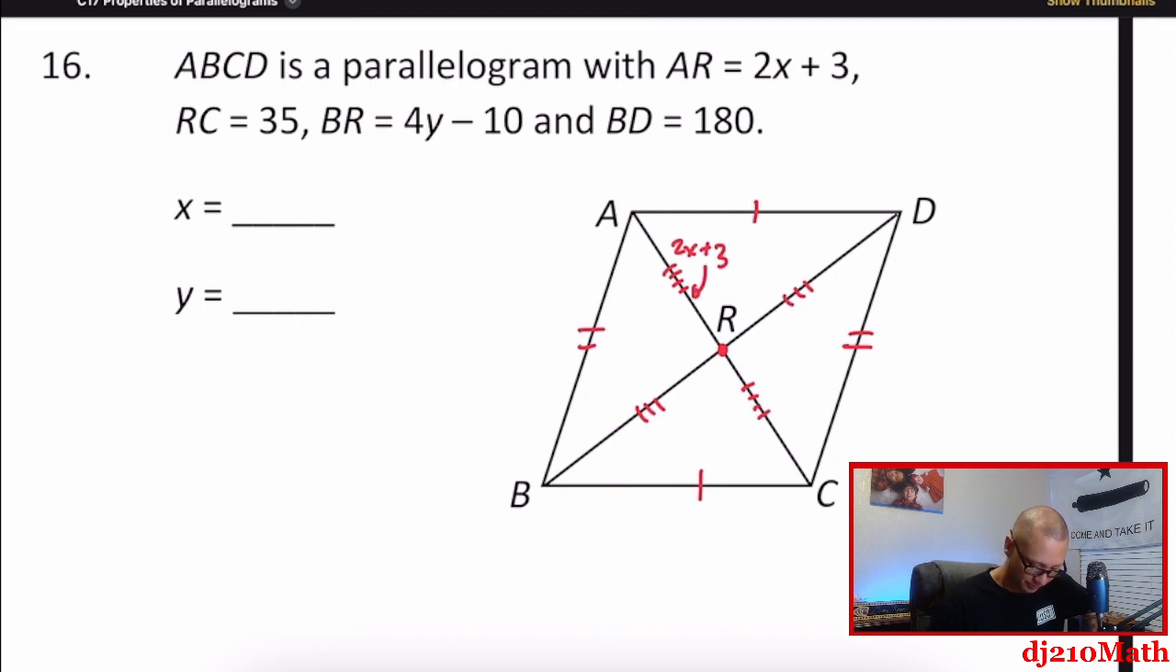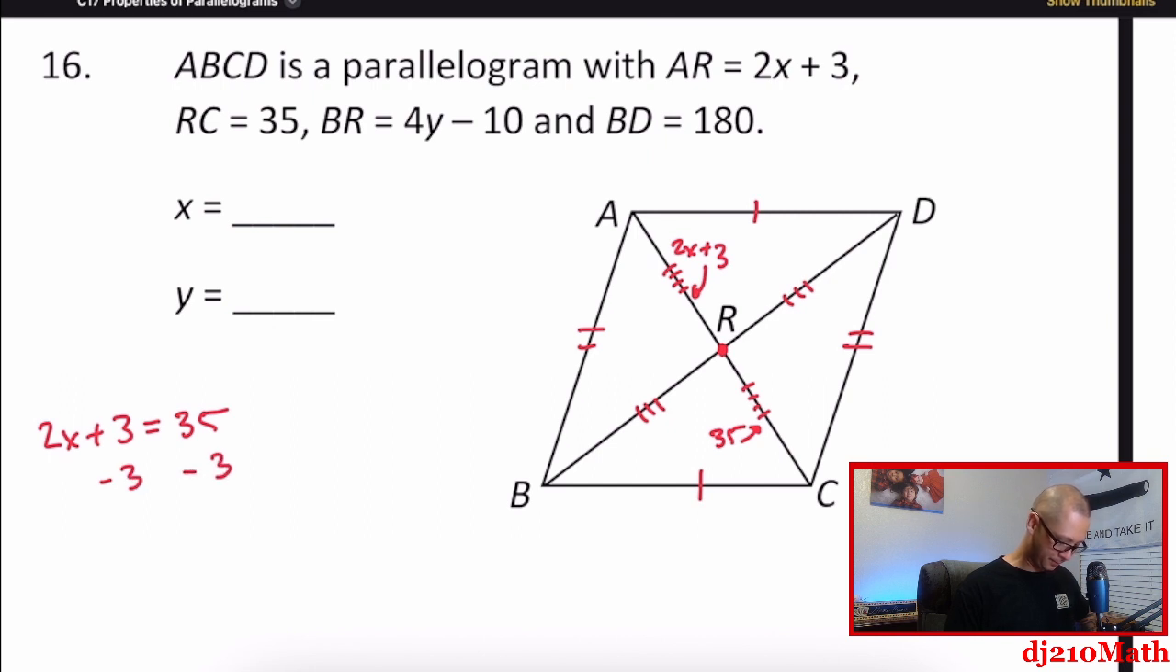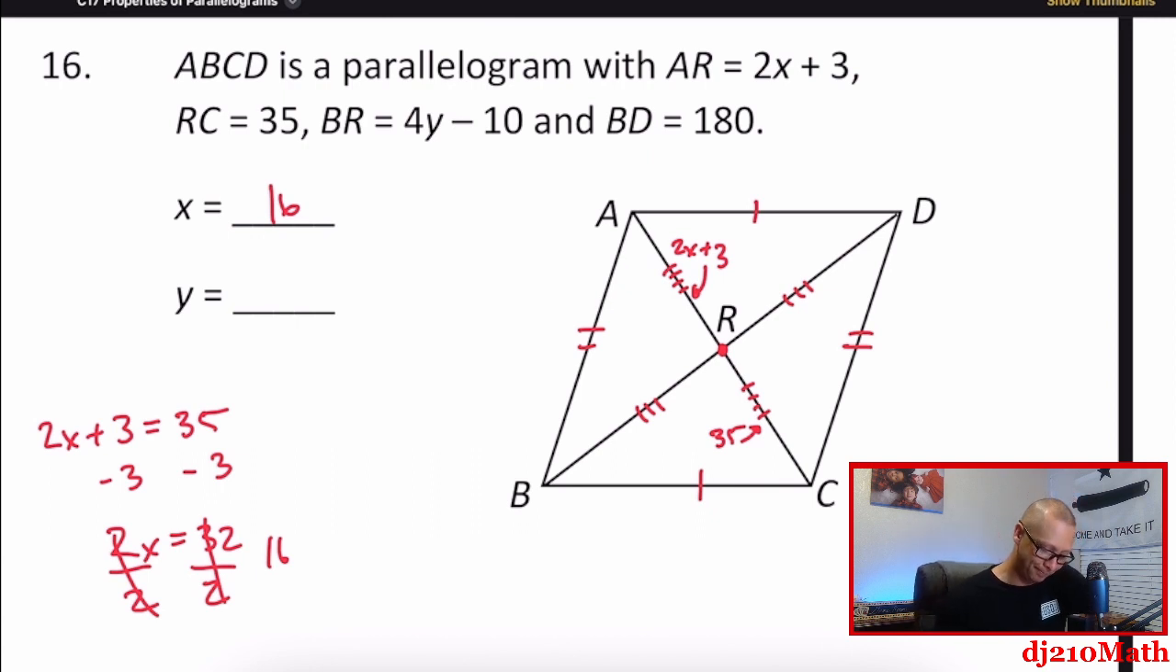RC is 35. So right there, the 4 tick marks, they're equal to each other. 2x plus 3 is equal to 35. So minus 3, this is 2x, this is 32. Divide both sides by 2. X is equal to 16. What else does it say?